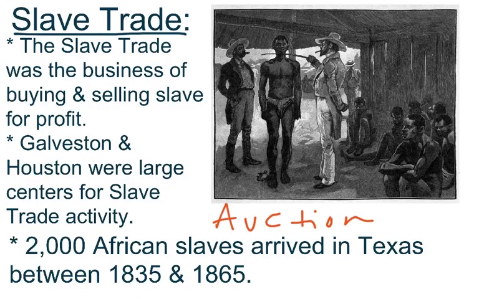Now, if you remember, these slaves were property of the white man. As you can see here, this person, before he buys or trades a slave, is inspecting to make sure the slave is big, strong, healthy, and will be able to work hard for him. Galveston and Houston were large centers of slave trade activity. There were 2,000 African American slaves who arrived in Texas between 1835 and 1865.